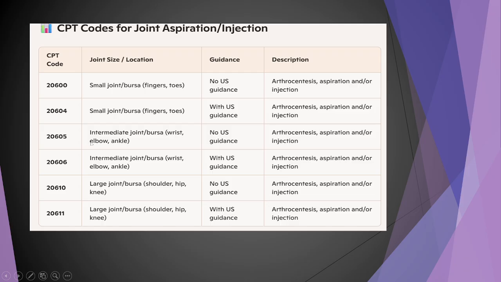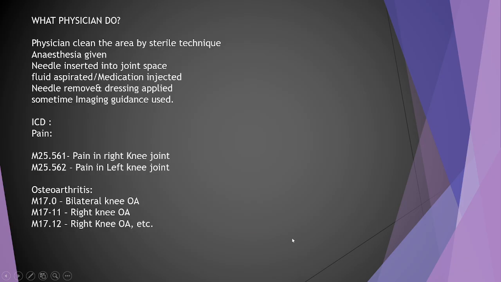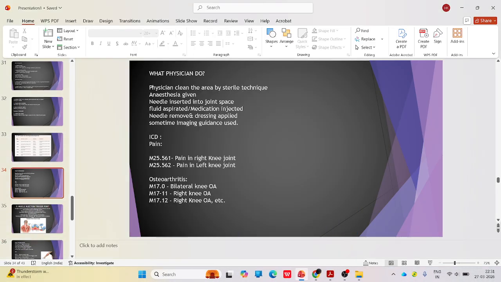Coming to the next, the intermediate joints: wrist, elbow, ankle. There are two CPT codes, 20605 and 20606, without guidance and with guidance. For the large or major joints, shoulder, hip, and knee, the codes are 20610 and 20611, without guidance and with ultrasound guidance. Here the physician may aspirate the fluid, or sometimes an injection like steroids, corticosteroid, or anesthesia will be given. So we'll see one example of a joint injection.